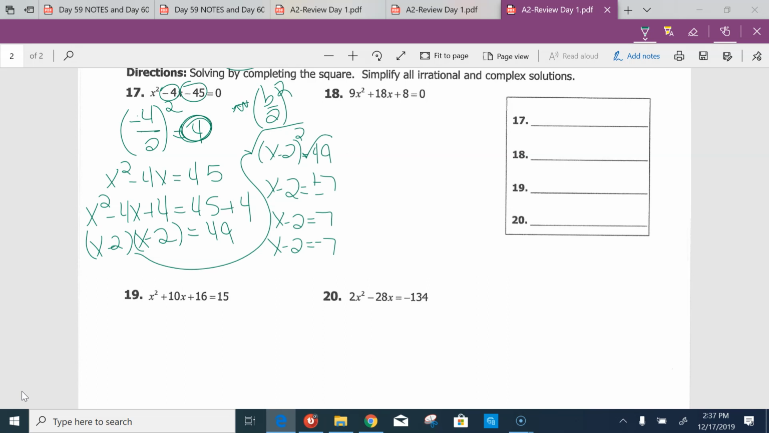So for my first answer on this one, when I add 2 to 7, what do I get over here? 2 plus 7? 9. And over here, when I add 2 to negative 7, what do you get? Negative 5. So my answers are going to be x equals negative 5 and 9.